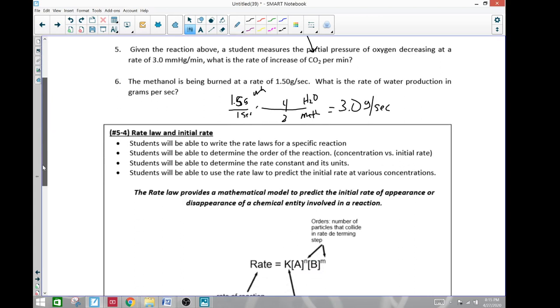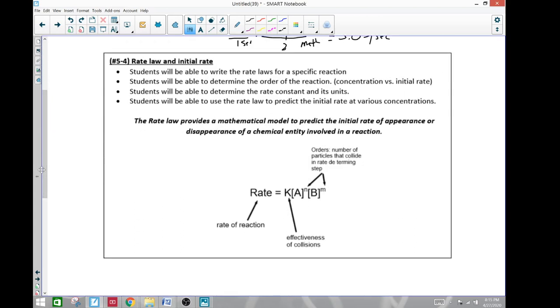And move along. Rate law and initial rate. So students will be able to run this rate law here and set this thing up in various ways. Keep in mind that this is the initial rate. That's important. The orders are important. Solving for K is important. Being able to get our units off of K is important for small points, and it matters. These are the number of items that are colliding in the rate determining steps. The effectiveness of collisions is the K value, one way of thinking about that.